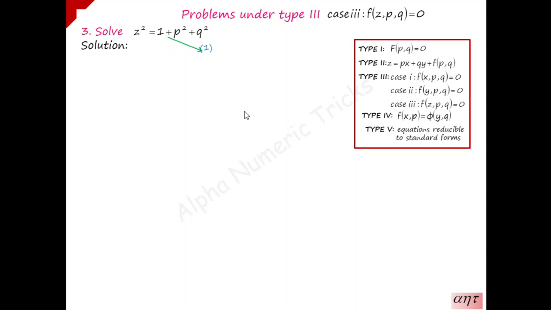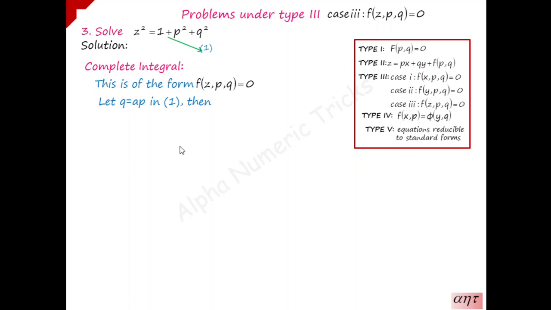Now we will see how to get the solution of this problem. First we have to find out the complete integral. Before going to find the complete integral, we have to write which type the problem is. So this is of the form f of z comma p comma q is equal to 0. Now we have to make use of the substitution q is equal to ap in the given problem. Then the problem becomes z squared is equal to 1 plus p squared plus a squared p squared.